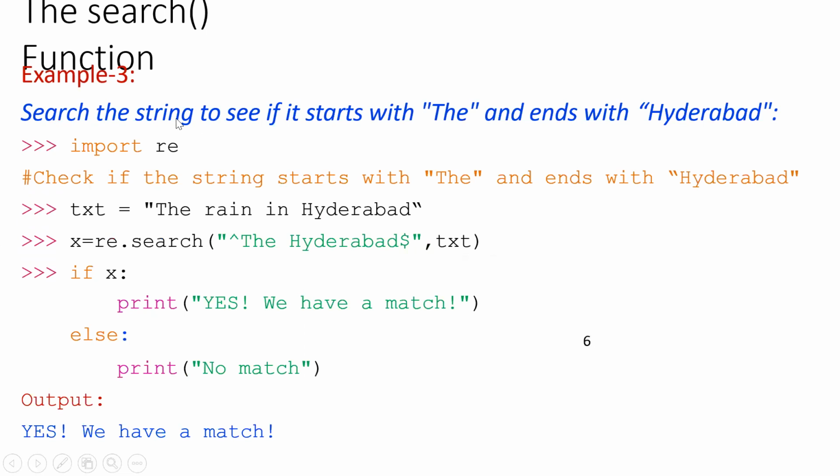Next, one more example. Search the string to see if it starts with "The" and ends with "Hyderabad". Our text is "The rain in Hyderabad". If the string starts with "The", you have to give the caret symbol here. And the dollar symbol represents that the word is at the end of the string. So give this pattern and search it in this text. Since this text starts with "The" and ends with "Hyderabad", the pattern matches, and it will give a match. Yes, we have a match.